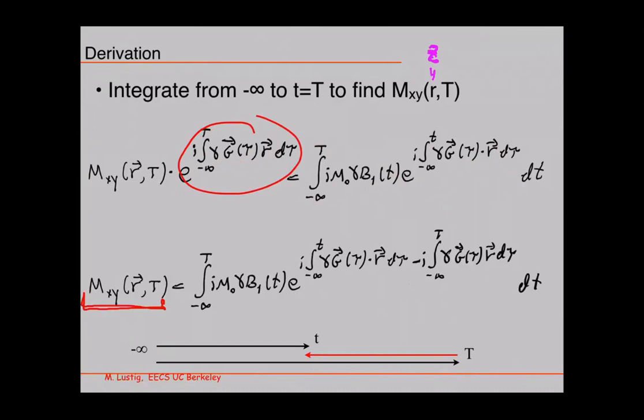Dividing by this means that I need to subtract whatever is in the exponent. So basically, I took the whole thing here, and because I divide, I just need to subtract what's in the exponent. So this is what I get. Now, these two are integrating exactly the same thing. Inside the integral, there's gamma g of tau dot r d tau, and here it's also gamma g of tau dot r d tau. So it's the same thing. The only difference is the integration range. This one goes from minus infinity to t, and this one goes all the way from minus infinity to capital T.